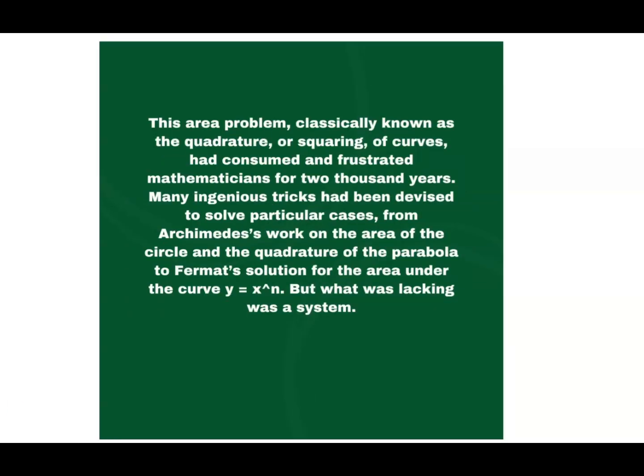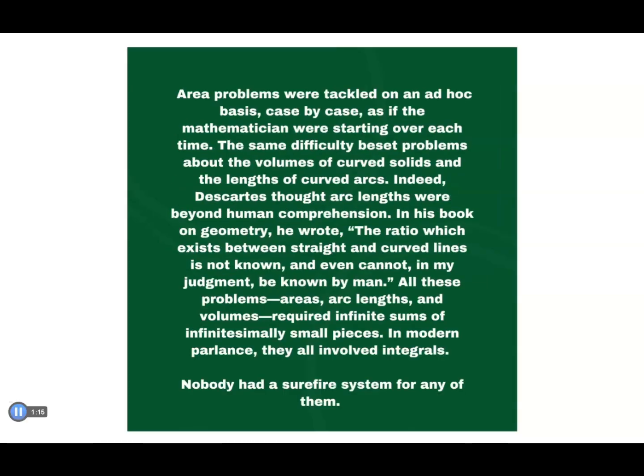The area problem, classically known as the quadrature or squaring of curves, had consumed and frustrated mathematicians for 2,000 years. Many ingenious tricks had been devised to solve particular cases, from Archimedes' work on the area of the circle and the quadrature of the parabola to Fermat's solution for the area under the curve y equals x to the n. But what was lacking was a system. There was no unified way to find area under a curve. Area problems were tackled on an ad hoc basis, case by case, as if the mathematician were starting over each time. Imagine having to invent calculus each time.